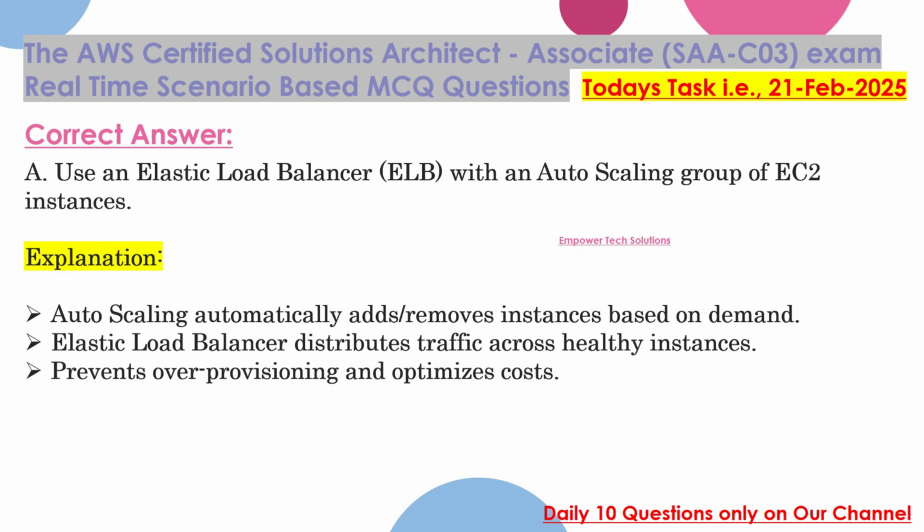Correct answer: A. Use an elastic load balancer, ELB, with an auto-scaling group of EC2 instances. Explanation: Auto-scaling automatically adds/removes instances based on demand. Elastic load balancer distributes traffic across healthy instances. Prevents over-provisioning and optimizes costs.